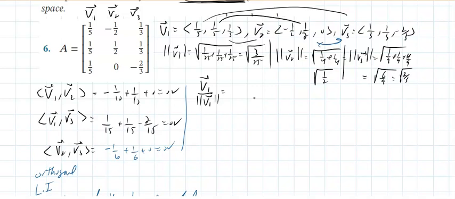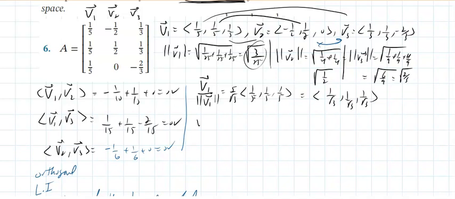So if I take V sub 1 divided by its magnitude, V1 is 1/5, 1/5, 1/5. If I divide by a fraction, that's the same as multiplying by the reciprocal, so that's 5/3, and that turns out to be simply 1/3, 1/3, 1/3, and now you could tell that the magnitude of that is 1.